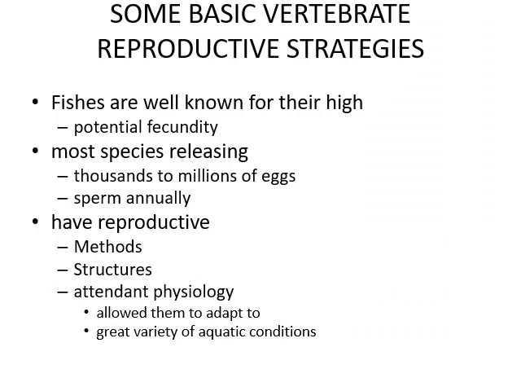Some basic vertebrate reproductive strategies. Fishes are well known for their high potential fecundity. So fishes will produce more eggs and more sperms because they usually have external fertilization. Most species release thousands to millions of eggs and sperms annually. They have reproductive methods, structures, and attendant physiology that allow them to adapt to a great variety of aquatic conditions.